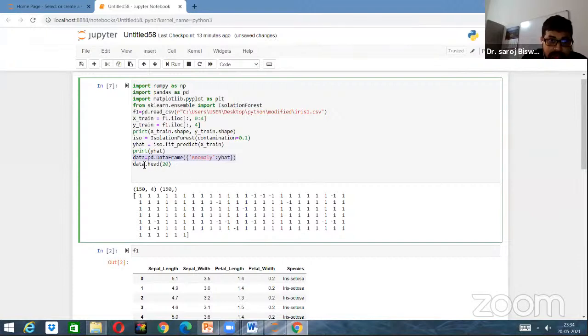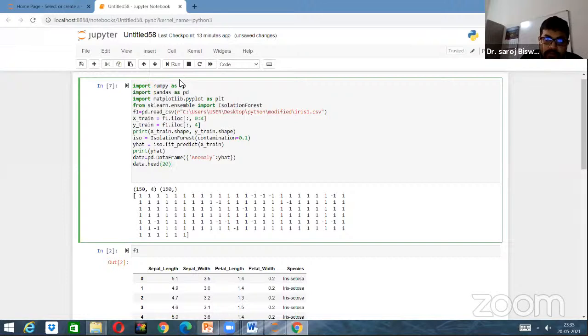The pd.DataFrame, and this value is assigned to a data frame whose name is anomaly. This anomaly column is assigned to a variable that is data. That's why I've written data.head(20), so up to 20 we can see here. The value here has become a data frame by this code, and this data frame is stored here.